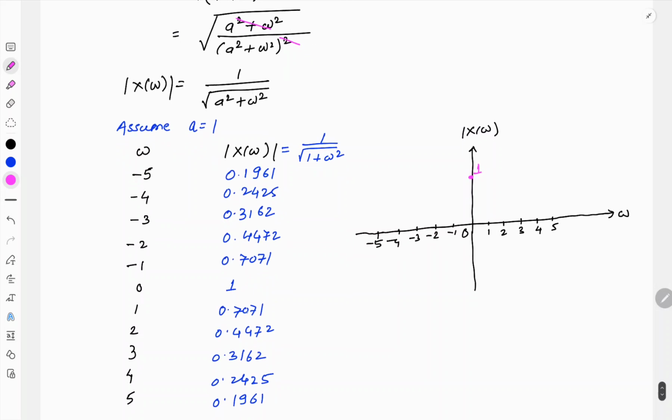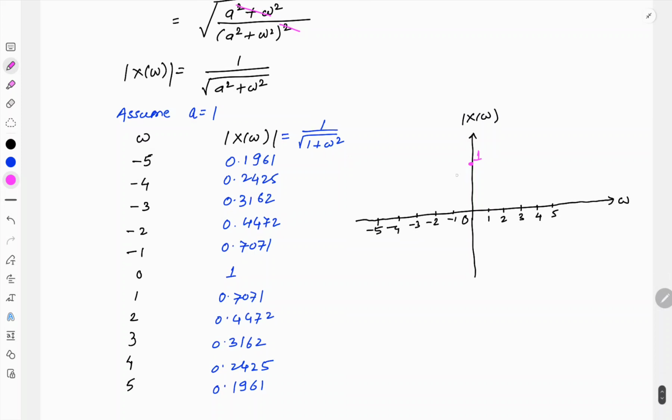Then at 1 and minus 1 value is 0.7. So 0.7 is somewhat less than 1. So it will be somewhere here. Then at minus 2 and plus 2 we have value 0.44. So it will be down somewhere here. Then at minus 3 it is 0.3. So value will be somewhat lower than it. At 4 and minus 4 it is 0.24. So it will be somewhere here. At 5 it is 0.1. So it will be here somewhere.